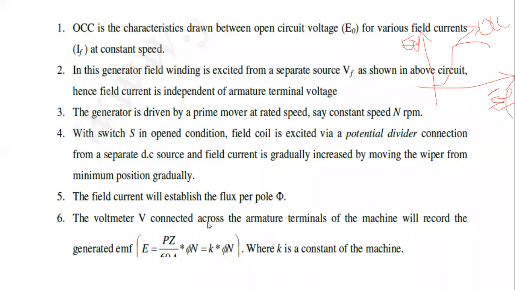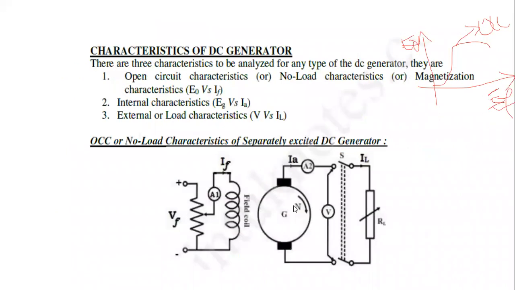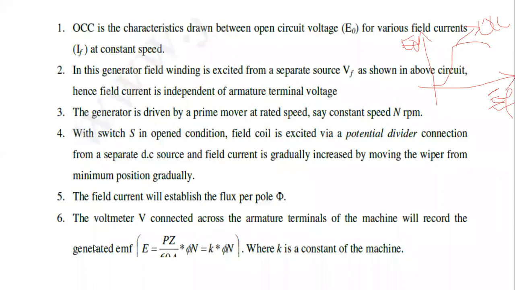The voltmeter V connected across the armature terminals of the machine will record the EMF. This voltmeter shows the generated EMF, EG, that will be obtained in this generator. This EG is measured by using this voltmeter V.